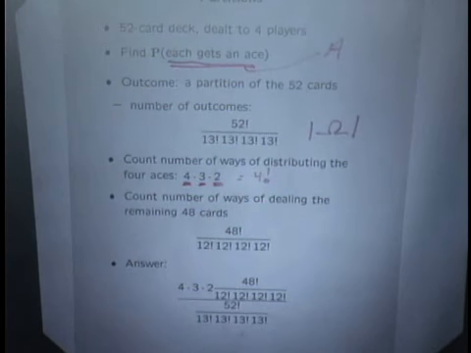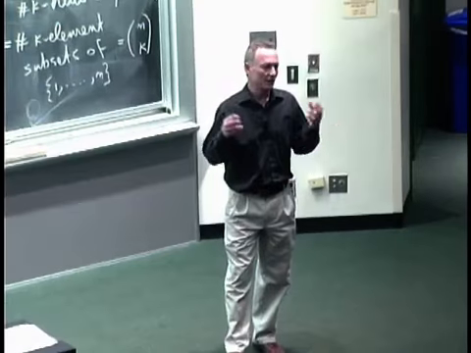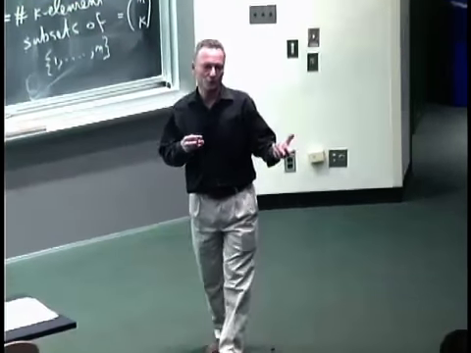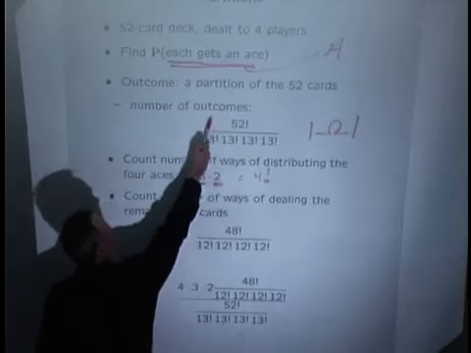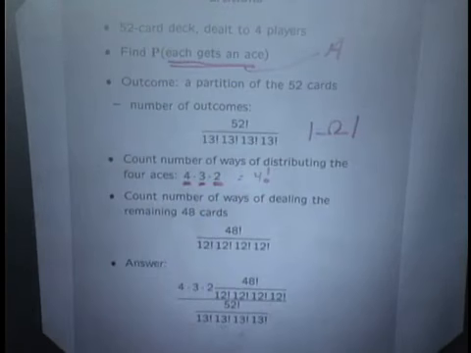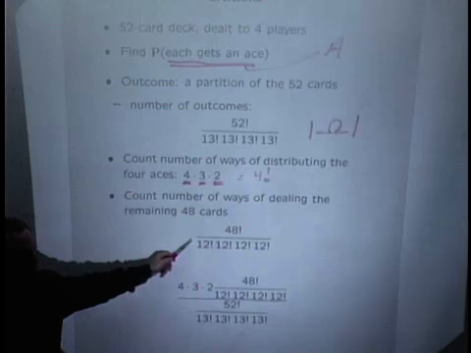And then there's different ways of distributing the remaining 48 cards. How many ways are there? Well, I have 48 cards that I'm going to distribute to 4 players by giving 12 cards to each one. It's exactly the same question as the one we had here, except that now it's 48 cards, 12 to each person. And that gives us this particular count.